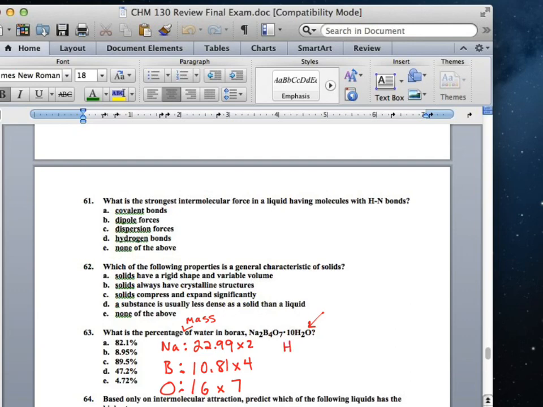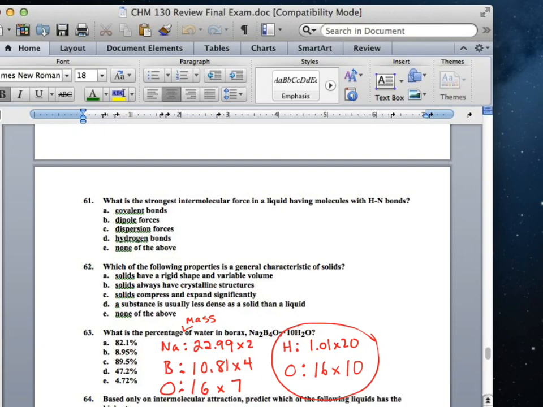The mass of our hydrogen, 1.01. How many hydrogens? 20. Why 20? There's a 10. We have a 2 and a 10. Oxygen, 16. How many oxygens? Why 10? The 10 applies to everything after it. What we can now go through and do is figure out the mass coming from just the water.